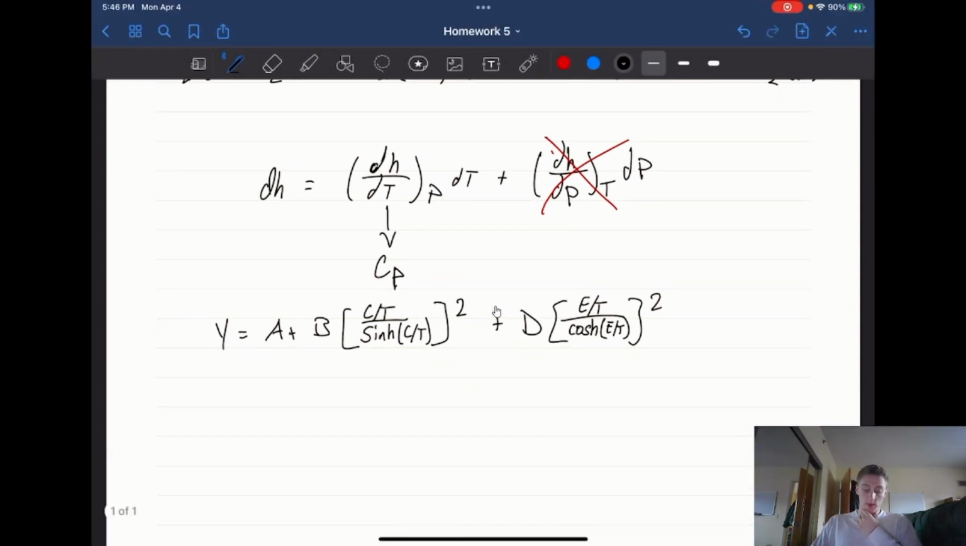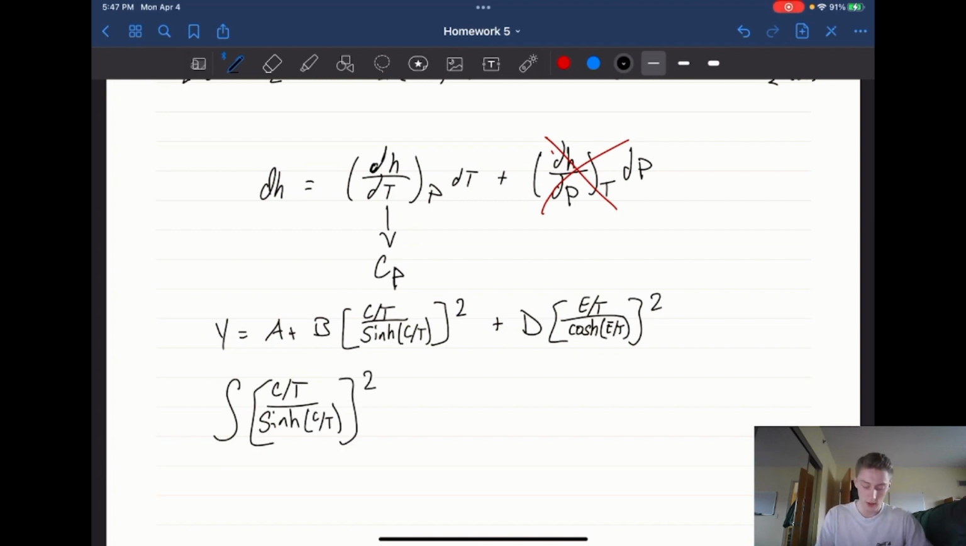So this will give us our specific. With this equation, what we're going to want to do is take the integral of the entire equation, but the parts I'm going to worry about, that are actually hard to take as an integral, are the two fractions. Just by plugging them into Wolfram Alpha, you'll get C times hyperbolic cotangent of C over T.